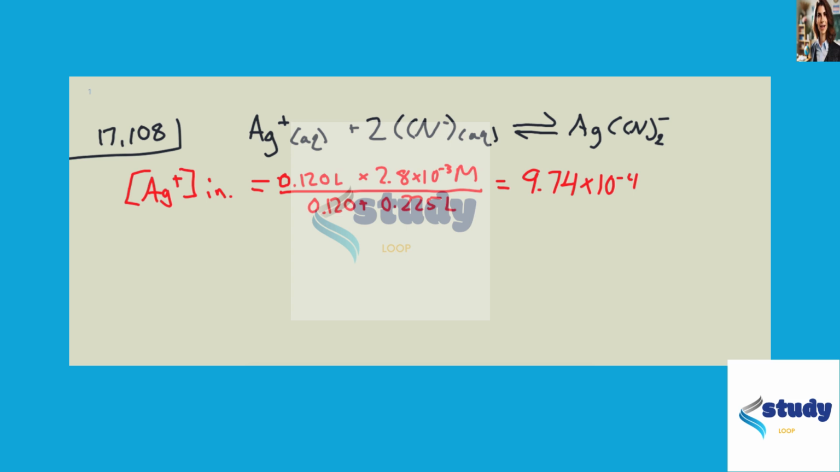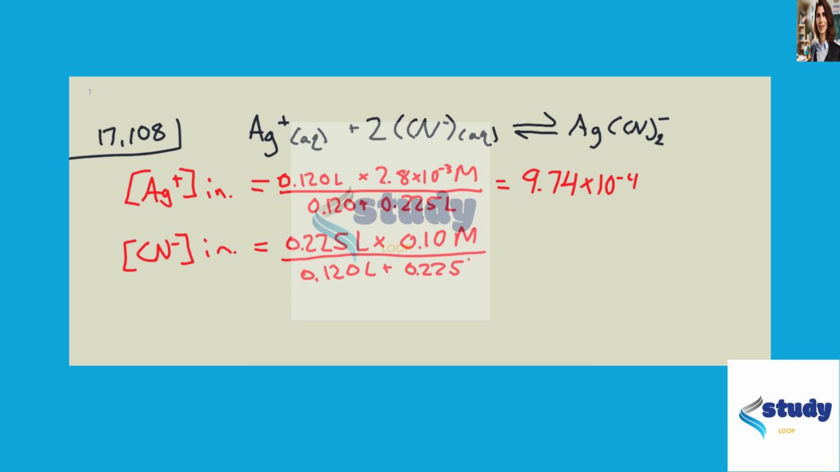And for cyanide, the initial concentration will be calculated the same way. The volume of solution times concentration, divided by total volume. And this gives us 7.39 times 10 to the minus 2 molar in both cases.